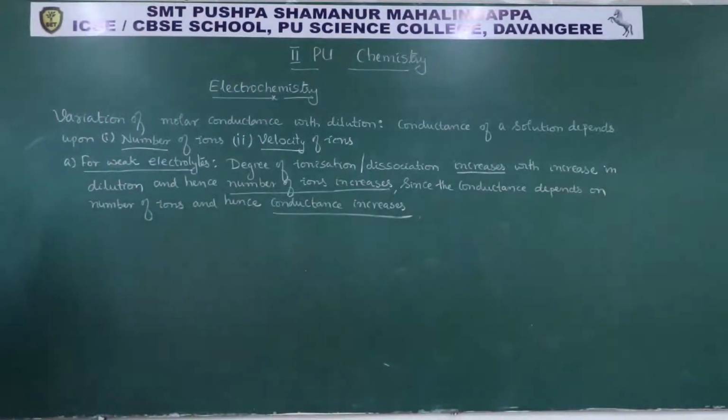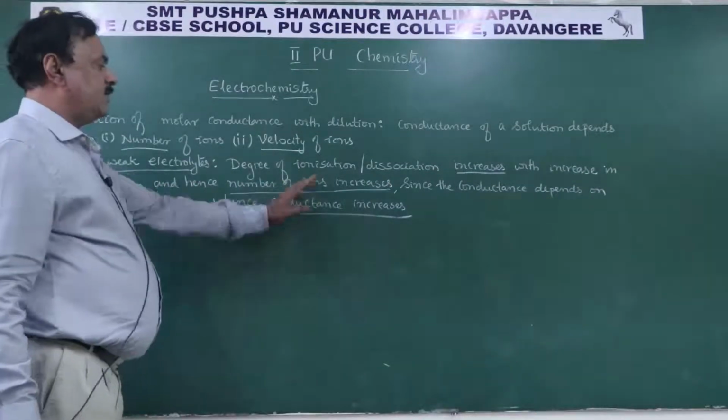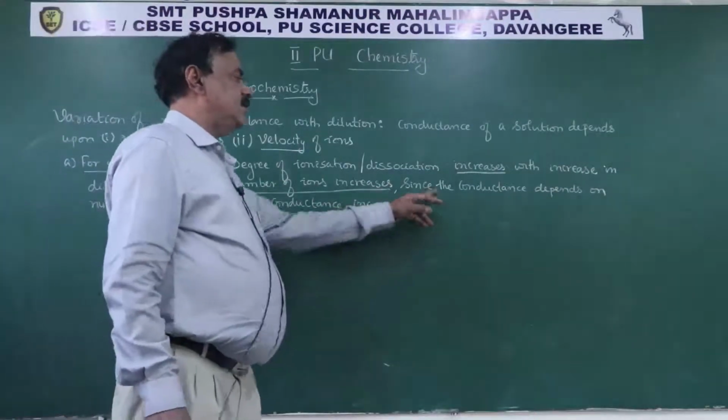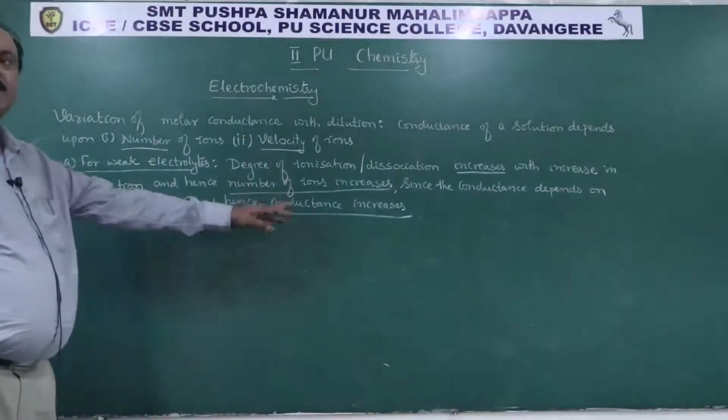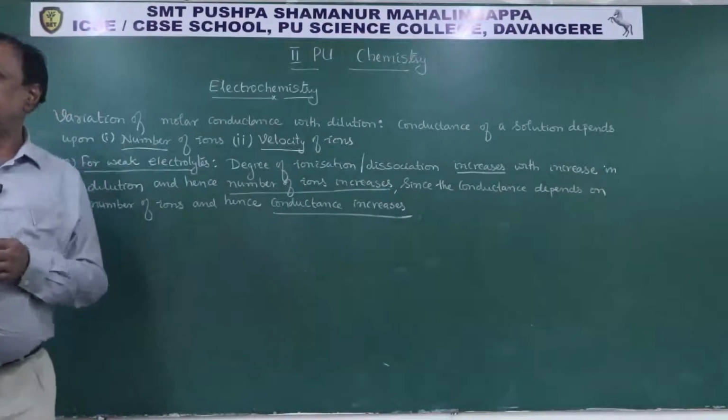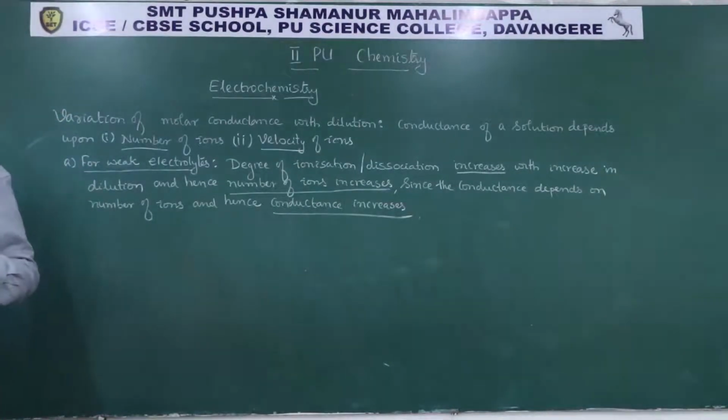The degree of ionization or dissociation increases with increase in dilution. This implies that more and more of the undissociated molecules will undergo ionization. Hence the number of charged particles or ions increases, and since conductance depends on the number of ions, the conductance value also increases. This is in case of weak electrolytes.